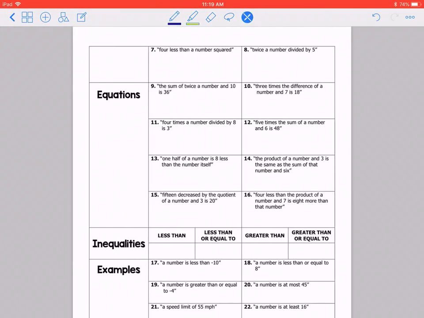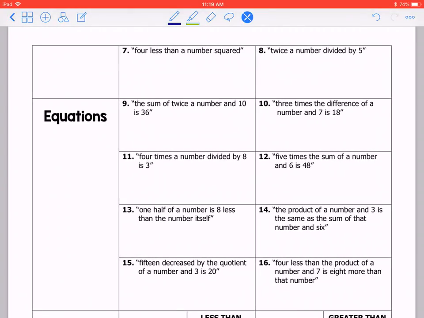Okay. Page 2, do number 7 really quickly, and then we'll move on to equations. So 7 says 4 less than a number squared. So this is another turnaround phrase because it's 4 less than. So let's first start with a number squared. Anything squared is an exponent, so it would be n squared. And then 4 less than that would be minus 4. You can go ahead and do 8 on your own.